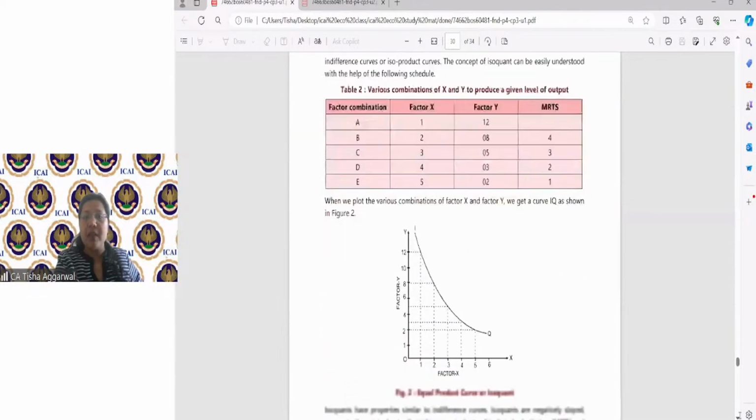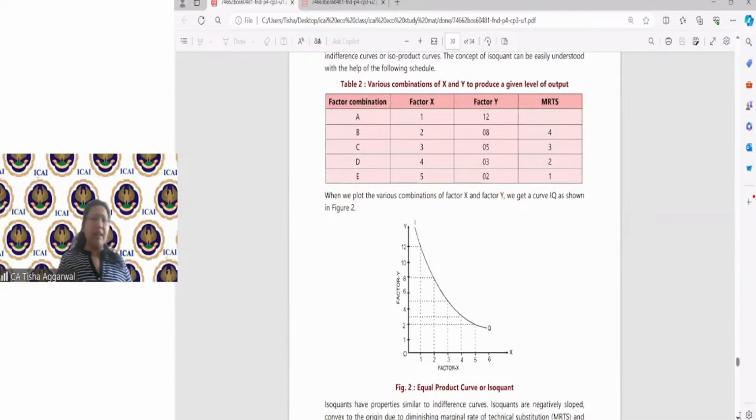If you look at this diagram, there are various factor combinations, factor X, factor Y. Look at this. What is the MRTS? That is the marginal rate of technical substitution. And this marginal rate of technical substitution simply tells you one thing, that you are indifferent amongst which production to be made, be it A, B, C, D, E, you are absolutely equal to it. Factor X is 1, factor Y is 12. Factor X is 2, factor Y is 8. Factor X is 3, here 5.